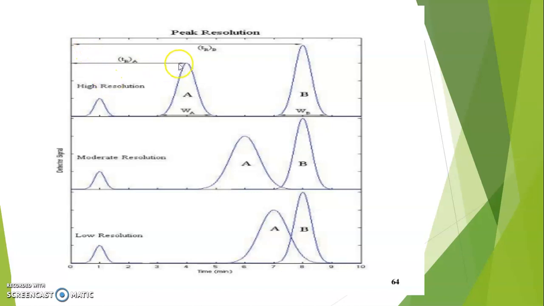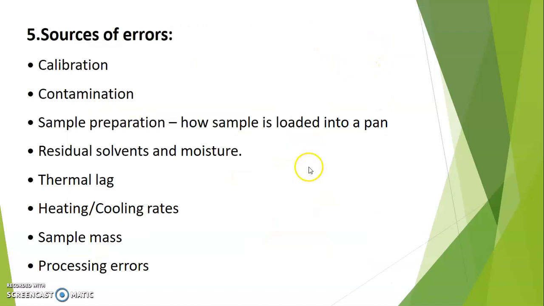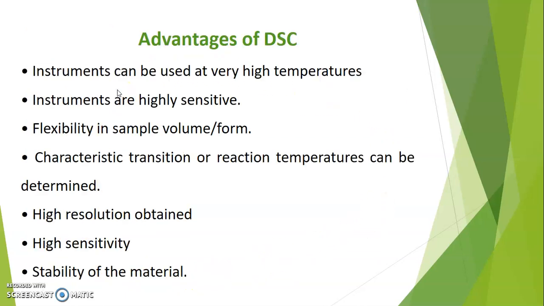So these are high resolution, moderate resolution, and low resolution. These are the graphs which show the resolution types. Okay. Now the next point is sources of errors. If errors occur, they may be because of calibration, contamination, sample preparation, how the sample is loaded into a sample pan, residual solvents and moisture, thermal lag, heating and cooling rate, sample mass, and processing errors. Okay, so these are some sources of errors in the DSC method.